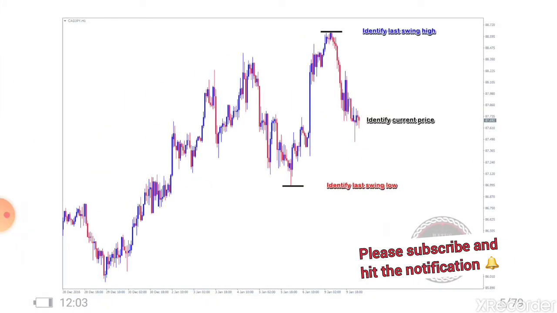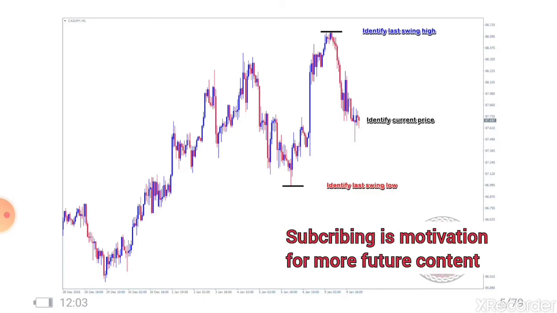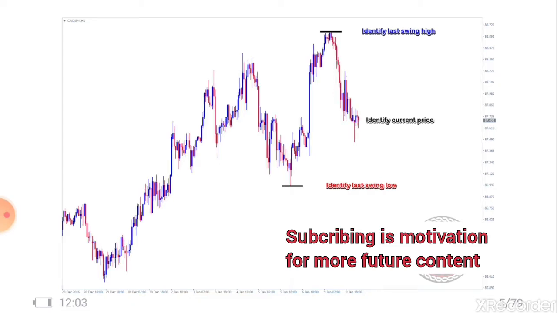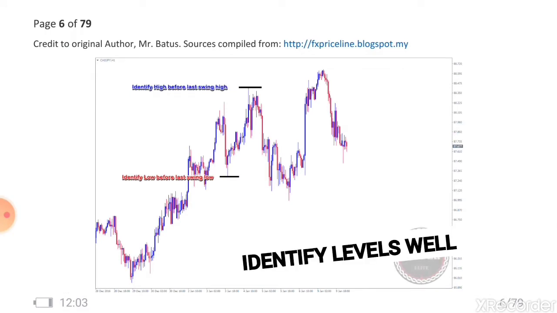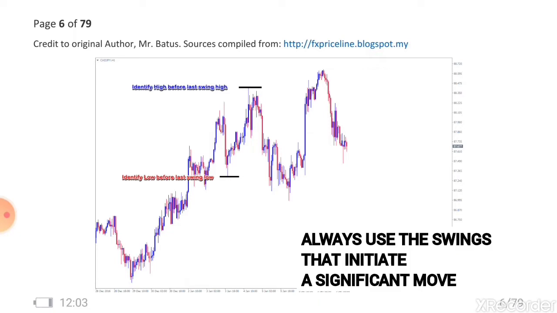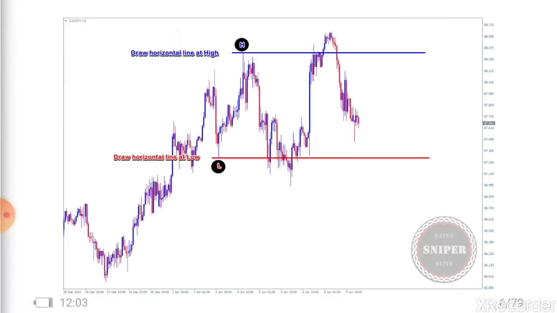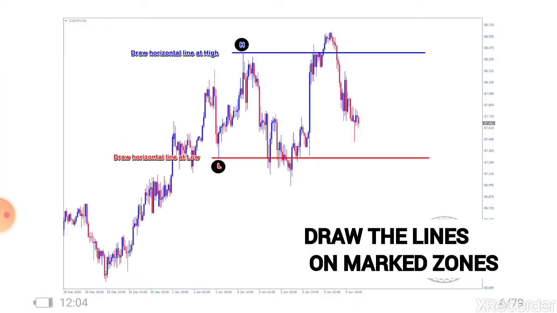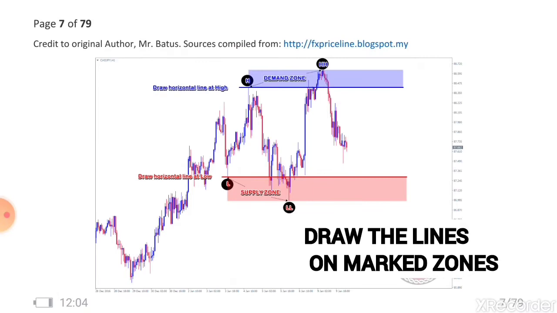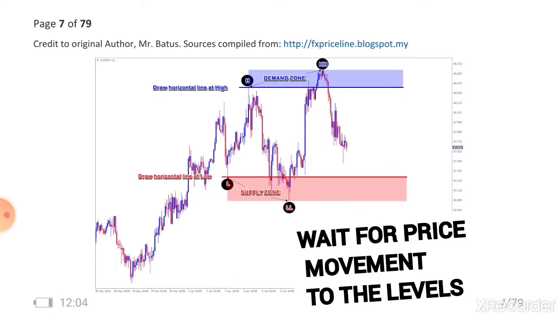Like in this example, the price was heading down. You identify the current price, you draw a line on the last high, then you draw another line on the current low. Then you identify the high before that, the last swing high. Then you check the low after the last low, the last swing low before you made a swing up to that high. You also draw a line there. You see, like that. Draw the horizontal lines. It is simple as that.